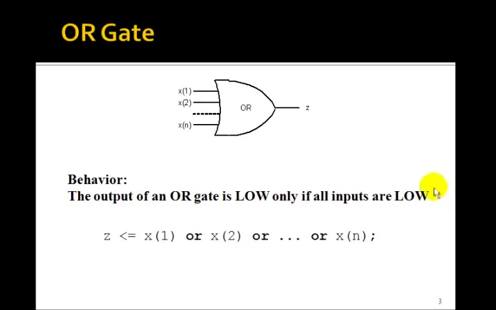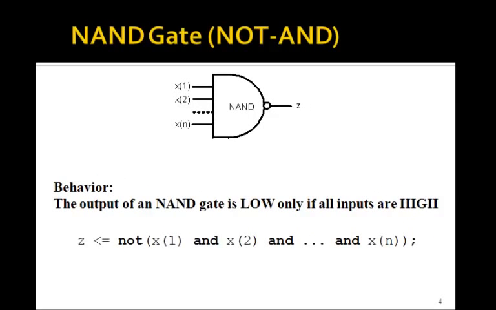An OR gate, the output is low only if all inputs are low. And we write this as Z is X1 or X2 or up to Xn. Remember, a NAND gate is low only if all inputs are high. And we'll write NOT and then parentheses X1 and X2. So it's a NOT AND.